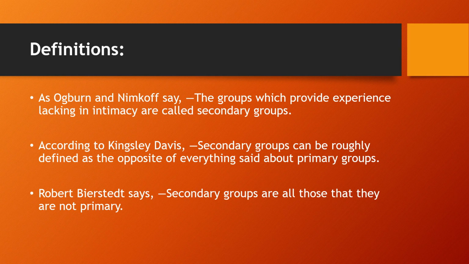The next definition is of Robert Bierstedt, who says secondary groups are all those that are not primary. In the society, individuals decide by their choice with whom they want to be in relation voluntarily. They have that kind of secondary group which is voluntary in nature. Involuntary means the family, the primary group, where individuals are very much in contact with one another. They have that kind of bond which is lacking in the secondary groups. Therefore, it is not primary.